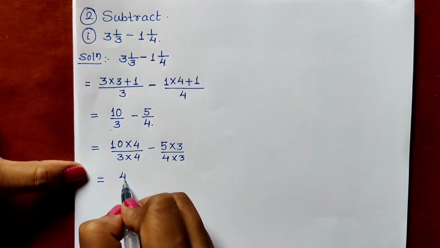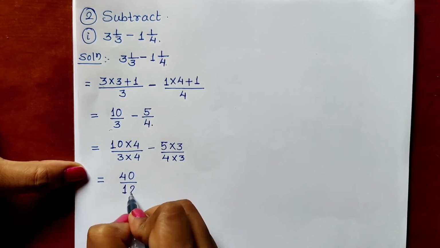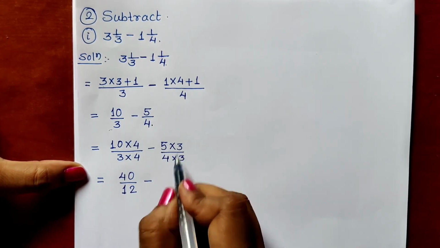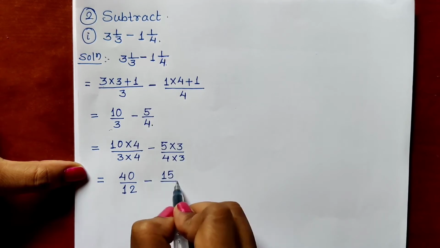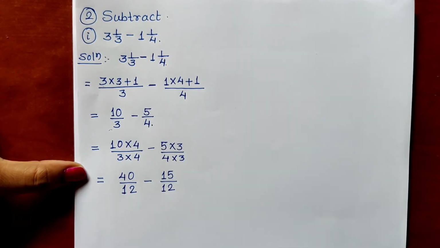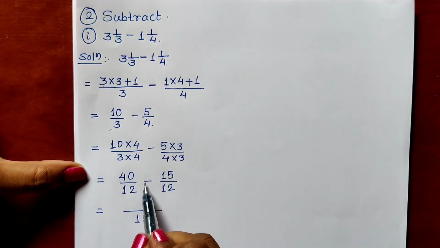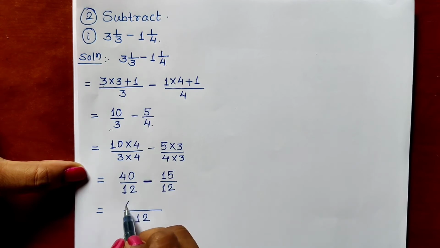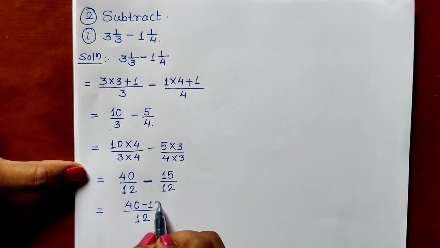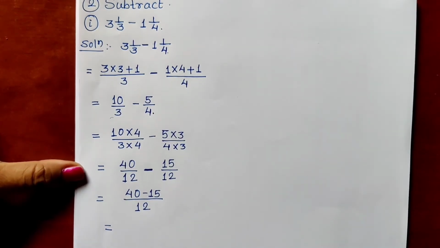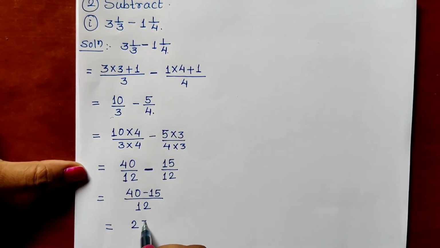10 fours are 40, 3 fours are 12, minus 5 threes are 15, 4 threes are 12. Now we have got the equal denominator. What should be done? Write the denominator one time and subtract the numerator. Why? Because there is a subtraction sign. So subtract 40 minus 15. What is 40 minus 15? Very easy. 40 minus 15 is 25. 25 upon 12 as it is.